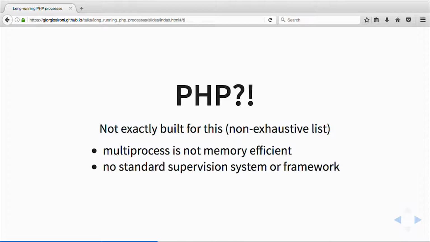There is really no standard supervision system or framework that you can use to put these processes under the umbrella of something that monitors them. There are, in general, supervision systems that may be used for PHP processes, but nothing specific and optimized for them, like PHP FPM does for the web version of these processes. And there is not even much fault tolerance in the PHP interpreter, so there are some fatal errors you will never be able to catch. Some of them have become catchable in the latest versions, but in general you can pretty much encounter a segmentation fault and not be able to recover inside the same process. You have to have other strategies on top.